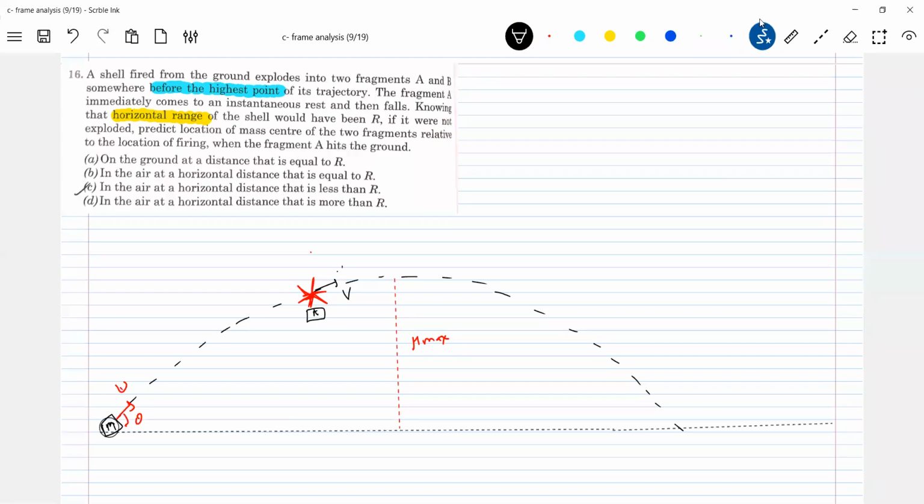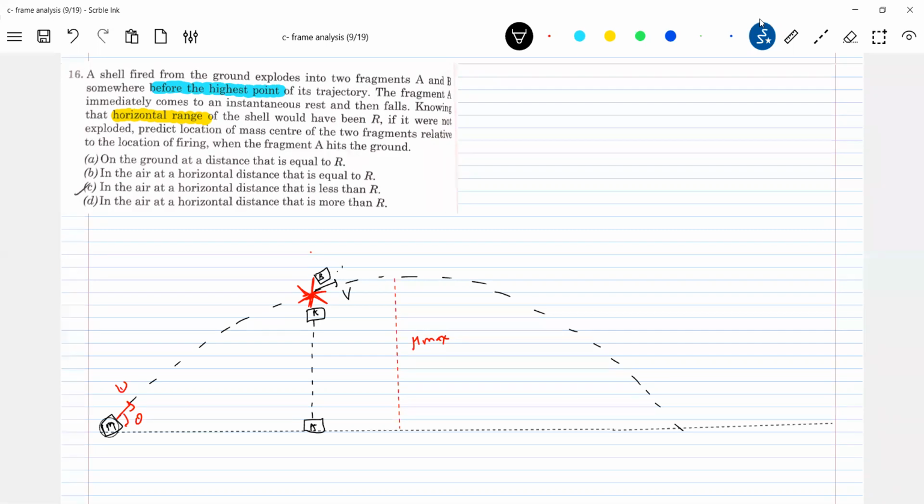Knowing the horizontal range of the shell would have been R if it were not exploded, predict the location of the center of mass of the two fragments A and B. Two fragments A and B somewhere before the highest point. What about the other fragment? The other fragment, I'll take it like this. Immediately come to rest and it will fall. So this will be the position of fragment A.